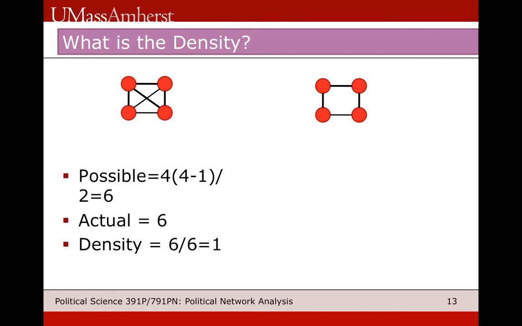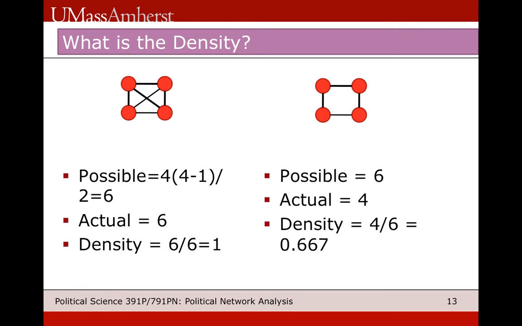And sure enough, if we go through how many links between these 4 nodes are possible, it's going to be 4 times 4 minus 1, divided by 2, because we're dealing with undirected links. So that number is 6. Sure enough, we see that there are 6 links, so our density is 1. Now, if we look on the right, we can see that 2 of those links are missing. So we should see a density of less than 1, which is exactly what we see. We see that only 4 of the 6 possible links are there. Therefore, our density is 0.667, or 67% of all the ties that could be in the network are in the one that we actually observe.